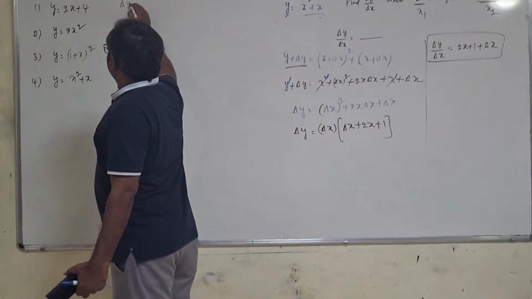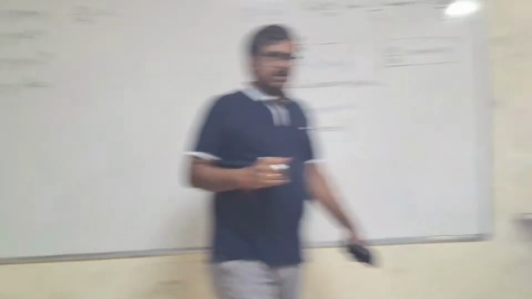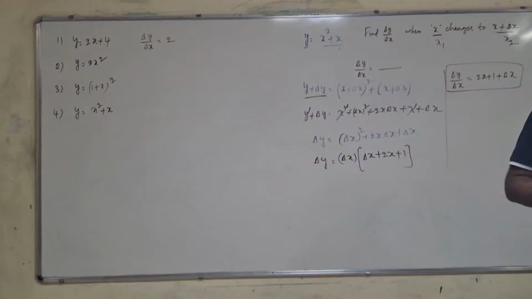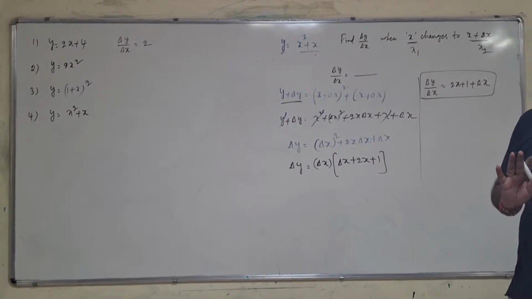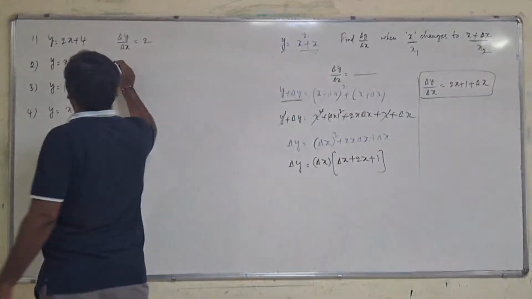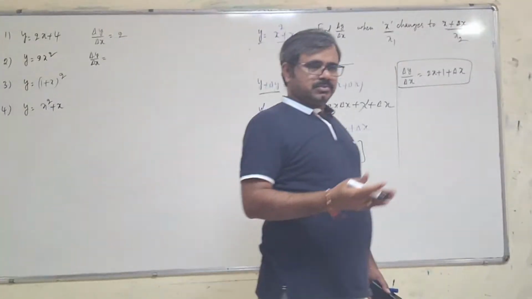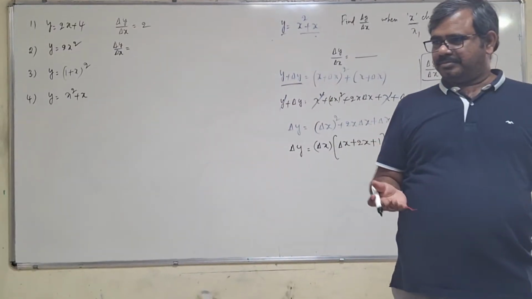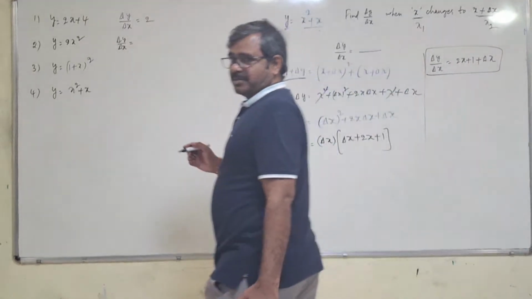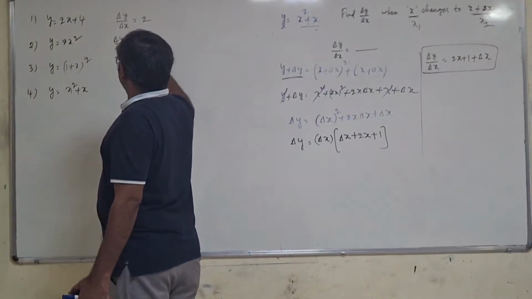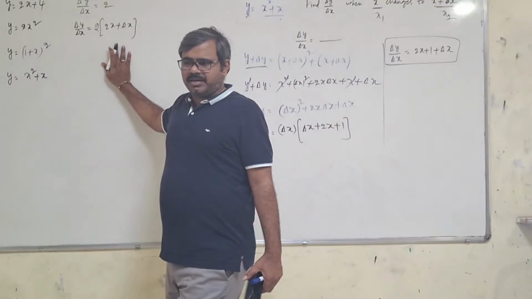When we found delta y by delta x here, what did we get? For any range of values of x, we are getting delta y by delta x equal to a constant. In y is equal to x square, what was delta y by delta x that we are getting? Delta y by delta x is equal to 2 into 2x plus delta x, is that correct? Check.